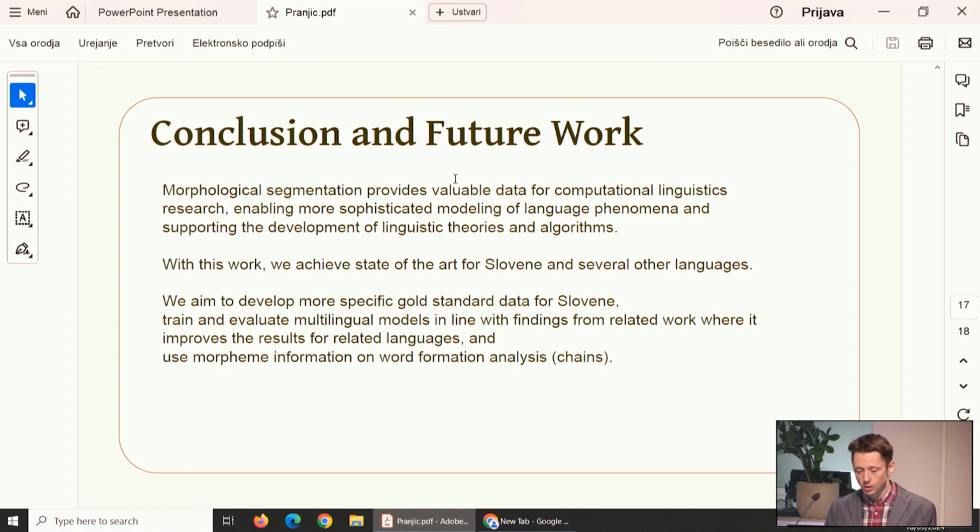So our next steps are to develop a more specific gold standard data for Slovenian that includes sitting behind the text and annotating it manually. Train and evaluate multilingual models in line with findings from related work, where it was shown that related languages trained together improve each other in morphological segmentation. And finally, we plan to use this morpheme information on word formation analysis and reconstruct those chains from the dictionary that were shown in the last two slides.